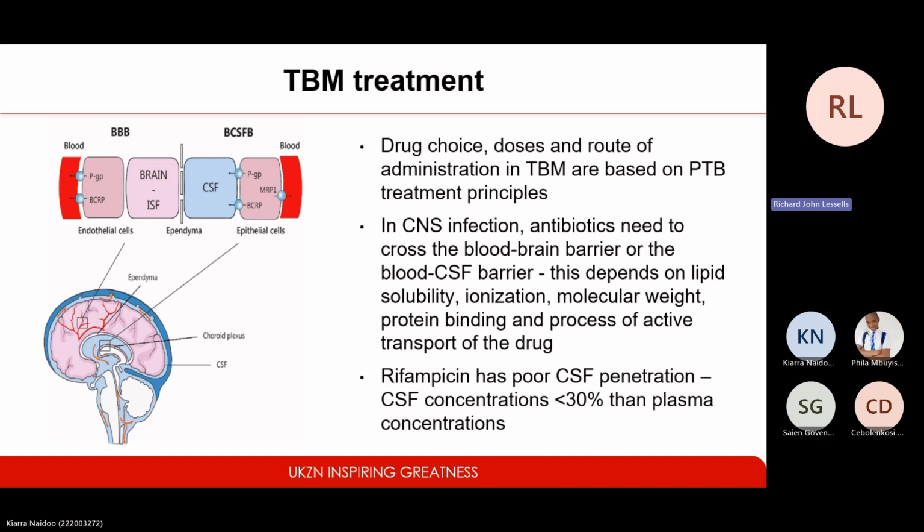particularly rifampicin, we know doesn't get into the CNS very well. The concentrations of the drug are very low compared to plasma. So is it possible that our dose of rifampicin is actually far too low to do what we wanted to do in the CNS? And so from starting to understand these things, you can develop a hypothesis that you can then test in your clinical research.